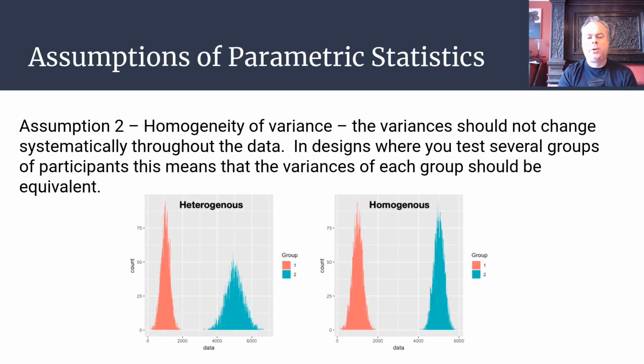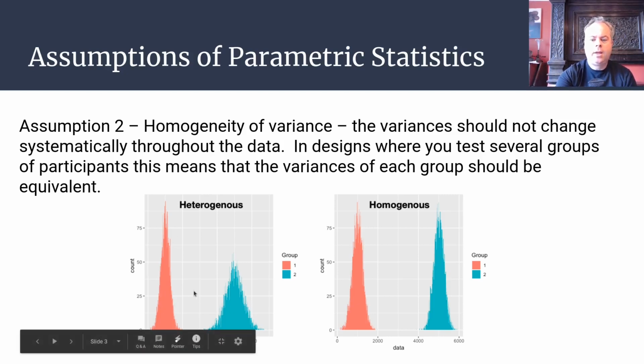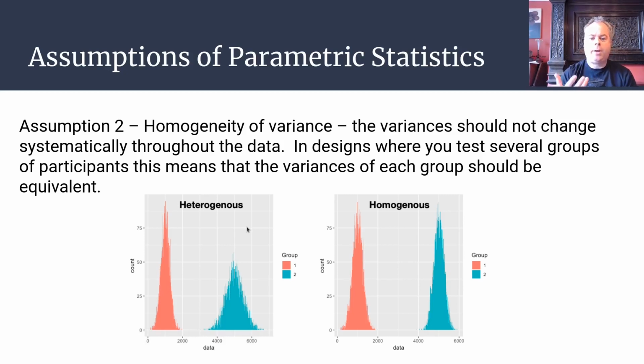The second assumption of parametric statistics is what's known as homogeneity of variance. All that simply means is that the variance, the variability within our data, shouldn't change systematically throughout the data. Here we've got two conditions or two groups. The variance associated with this group is much less than the variance associated with this group. We can tell on the basis of the width of the distributions of the data. So here we've got an issue. We don't have homogeneity of variance in this case. We've got heterogeneity of variance between our two groups. That's going to be an issue.